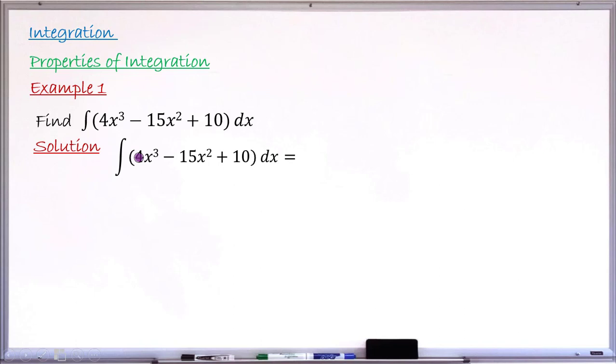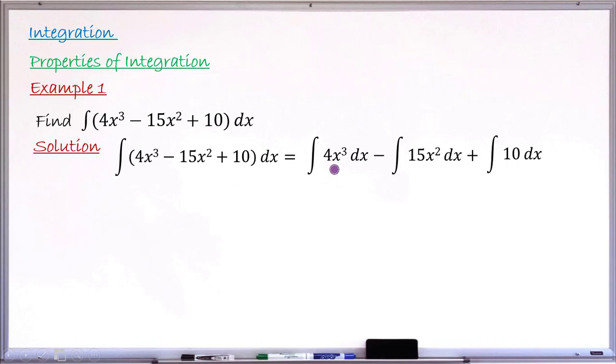My first term is 4x raised to 3. So it will now be the integral of 4x raised to 3 dx, minus the integral of the second term, which is 50x squared. Look at it: integral of 50x squared dx, plus, it is plus that is separating the second and third term, the integral of the next term, which is 10 dx. So I'm now using that property which says integration term by term.